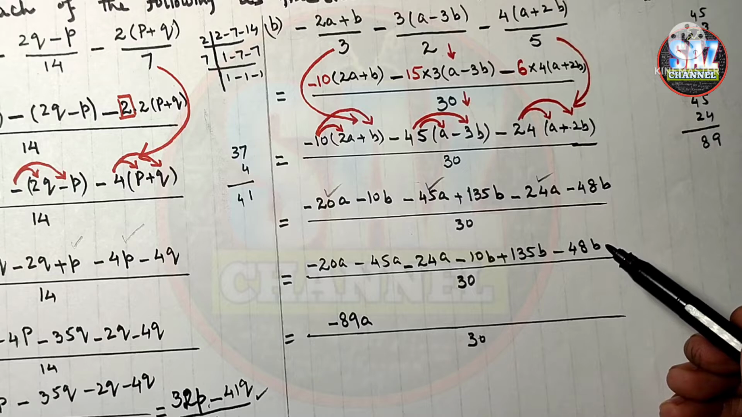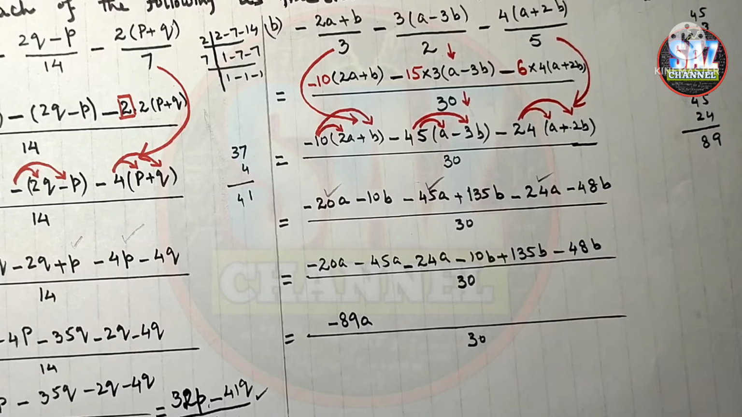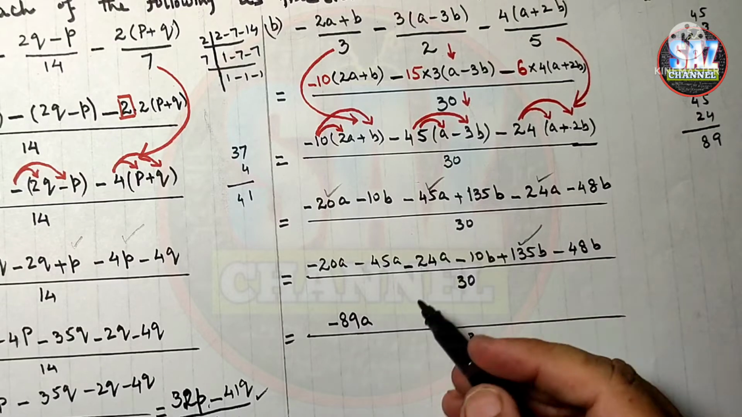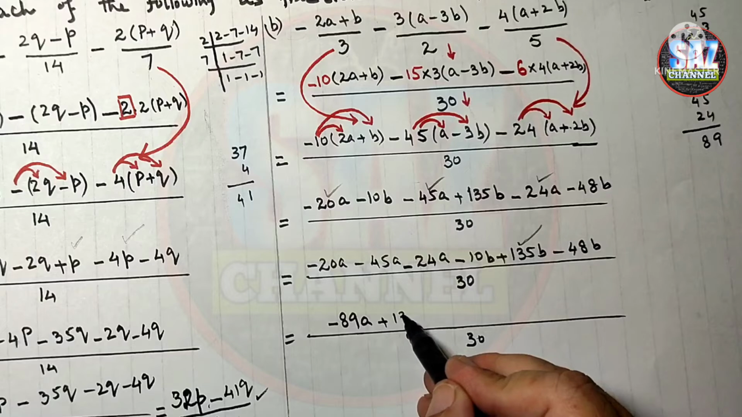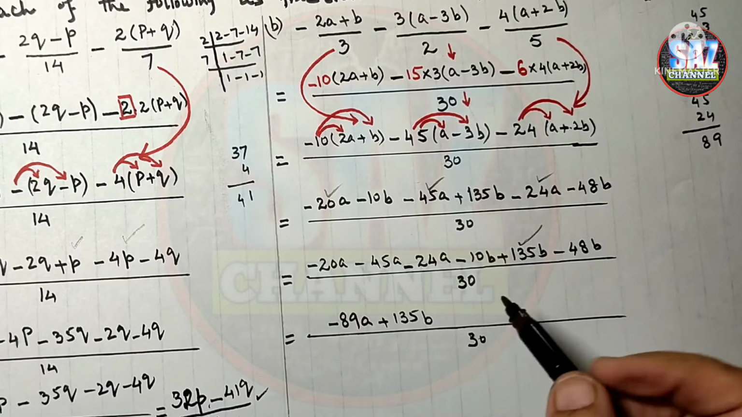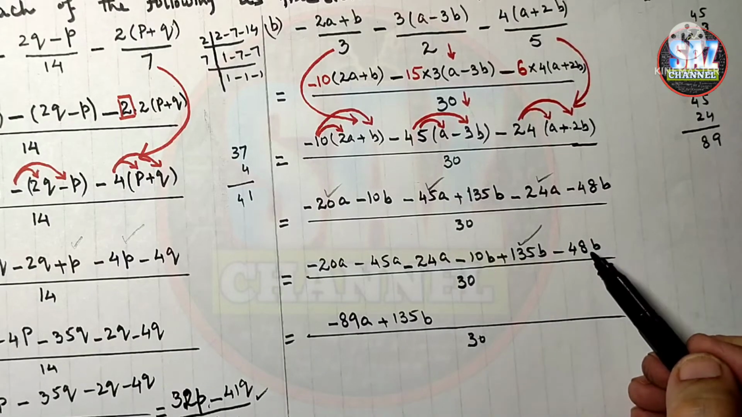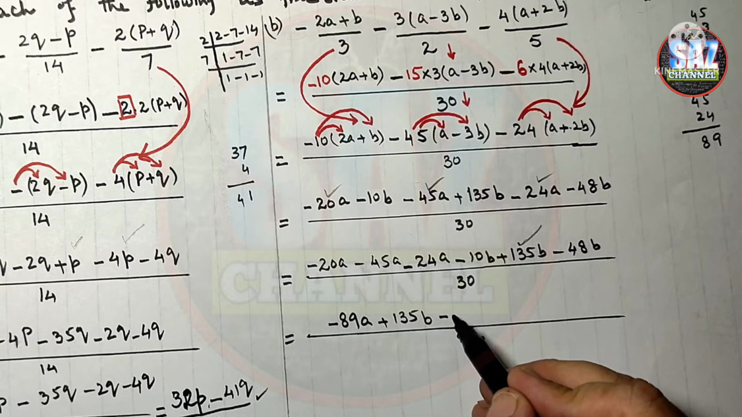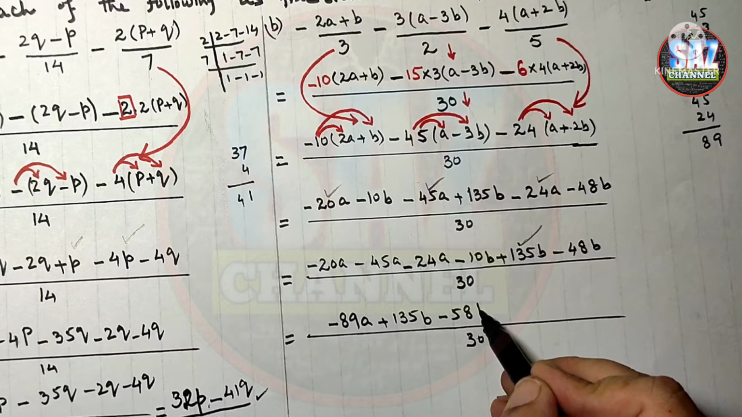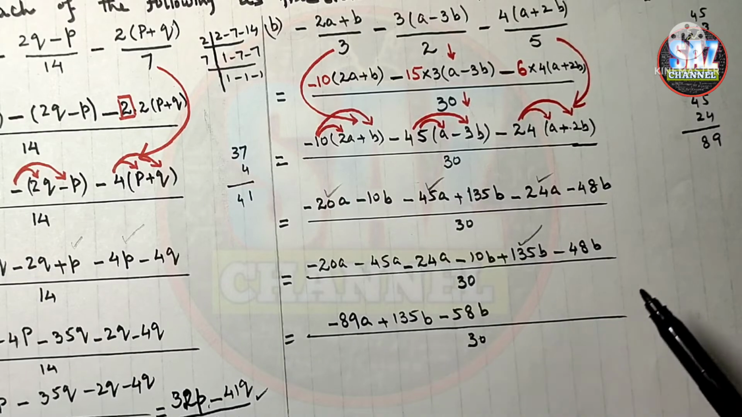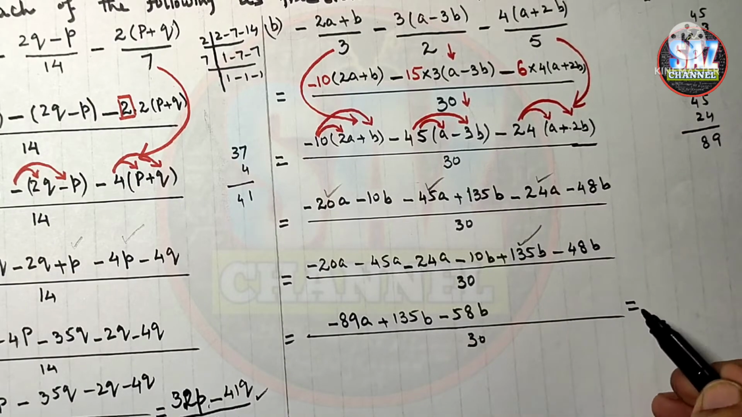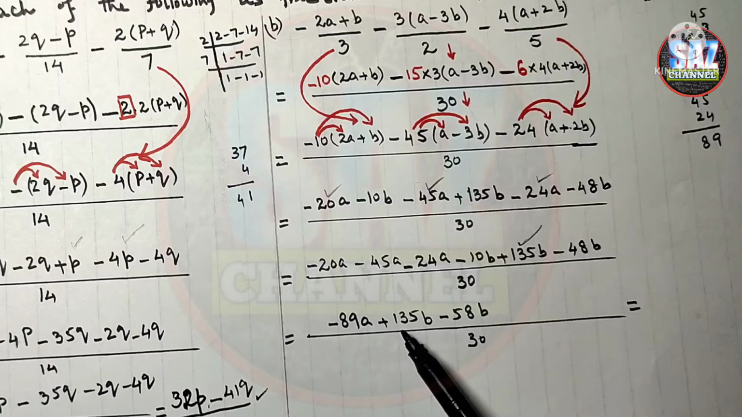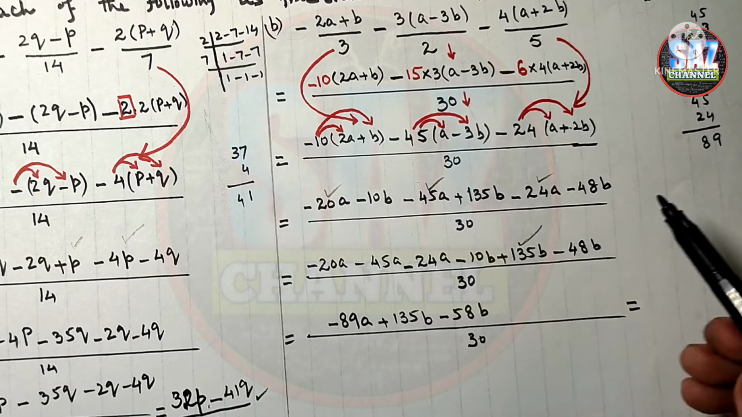and now what we can do is that first this 135b is positive. So let me write in the beginning 135b, and this is 10 and 48. 10 and 48, they are the like terms, minus 58b. Now look here, for b terms we have two opposite signs and the bigger value has a positive sign.